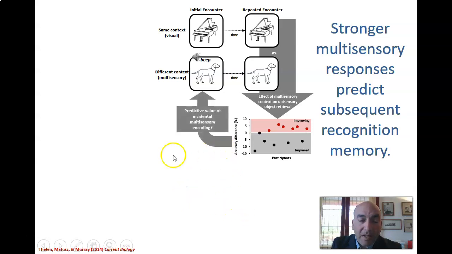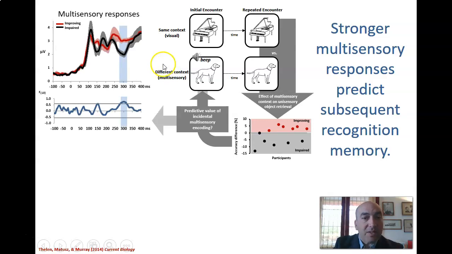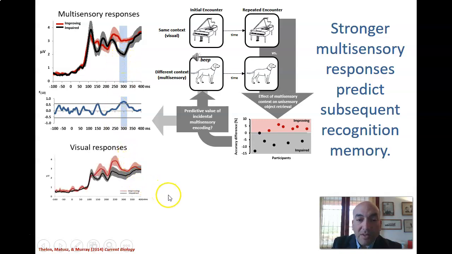We then went back and examined whether there was any predictive value of how these multisensory stimuli were encoded. We looked at the event-related potentials to these multisensory stimuli and observed that those individuals who would later improve also showed a stronger multisensory response, here around 260 milliseconds. Those individuals who would later be impaired showed a weaker multisensory response. By contrast, there was no general and statistically reliable difference in visual responses at their initial encounter, suggesting it's not specifically a group difference, but rather an interaction between the group and multisensory versus unisensory processing.